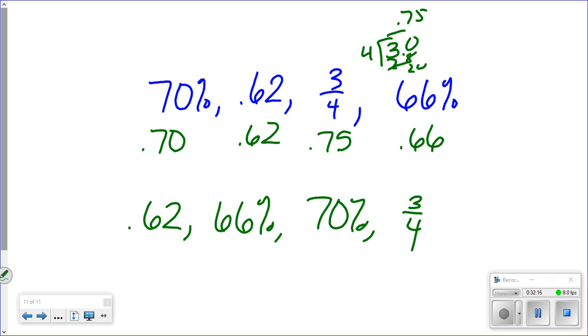Any questions for me? Greatest, you did greatest. We want least to greatest all the time. It's always going to tell you what it wants, and for the most part, it always wants least to greatest, smallest to biggest, okay?